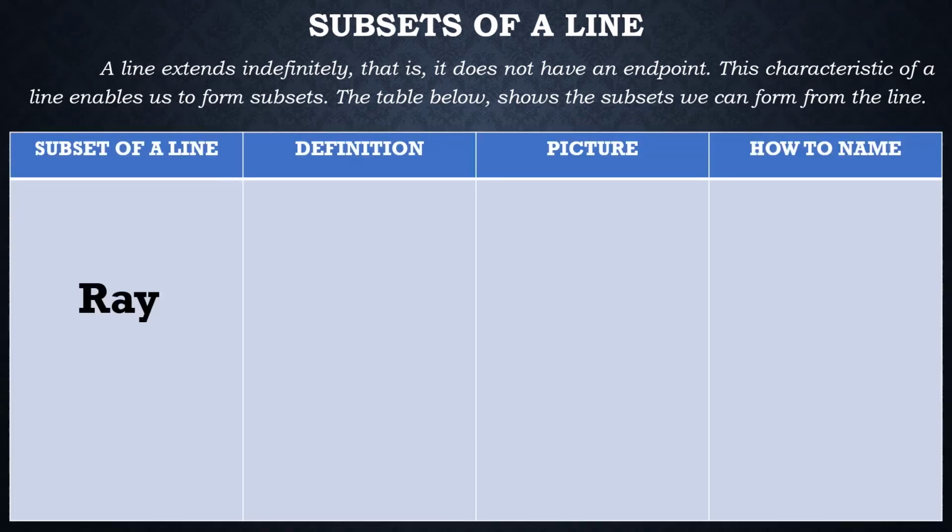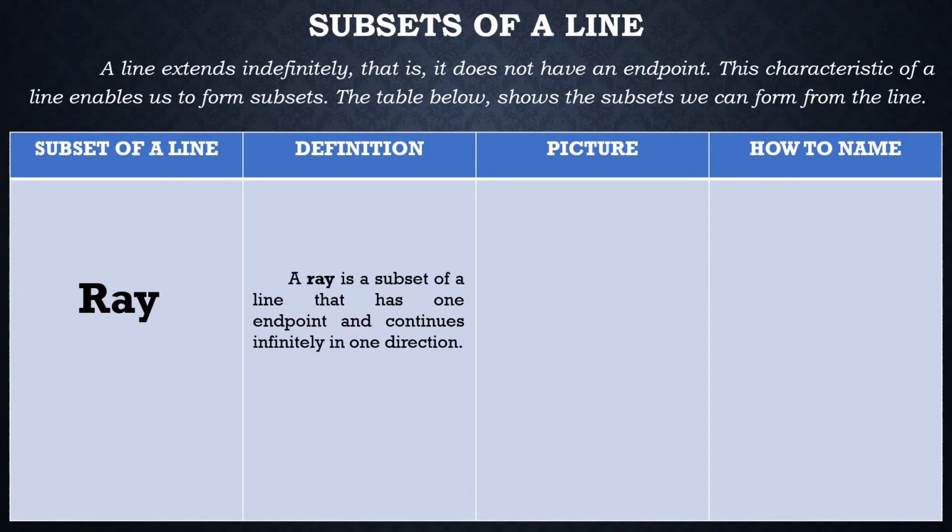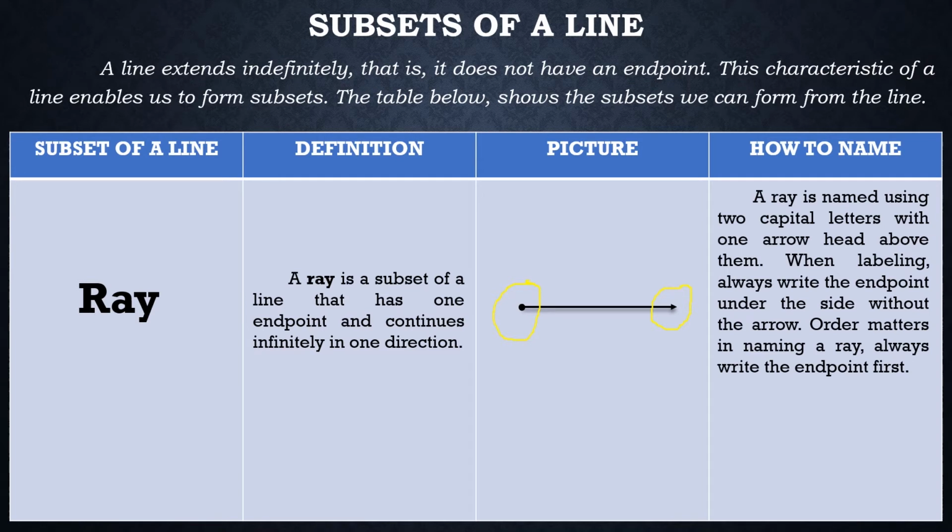So yung first subset ng line, we have the ray. A ray is a subset of a line that has one endpoint and continues infinitely in one direction. So ito yung itsura ng ray natin. So kung mapapansin natin, we have one endpoint and one arrowhead. So yung arrowhead dito, it signifies that the ray continuously extends in one direction. So how are we going to name a ray?